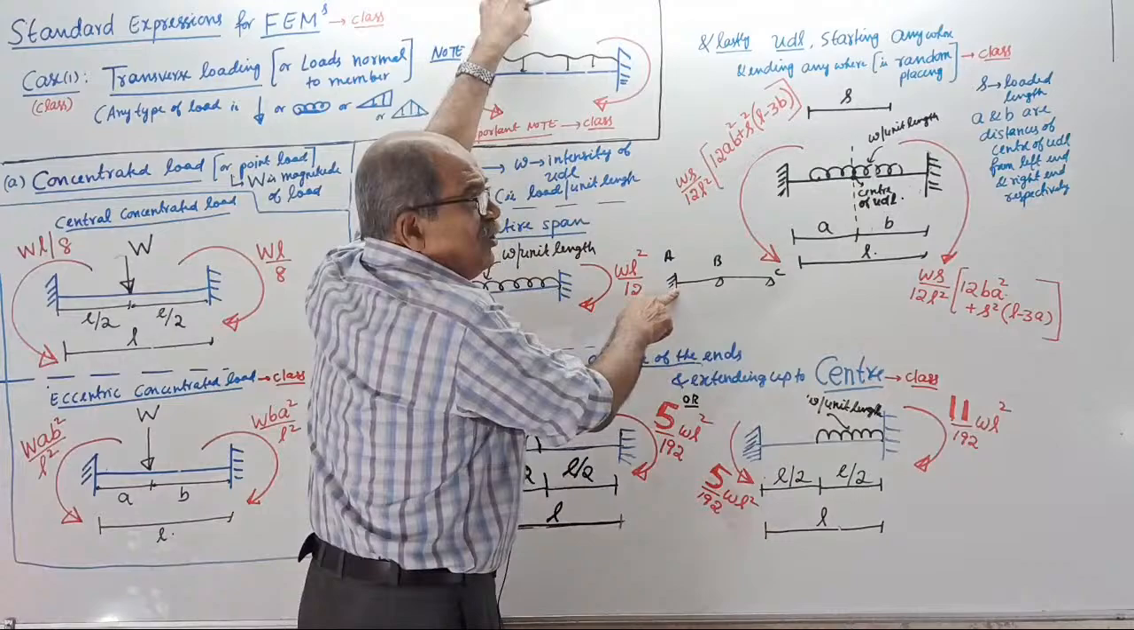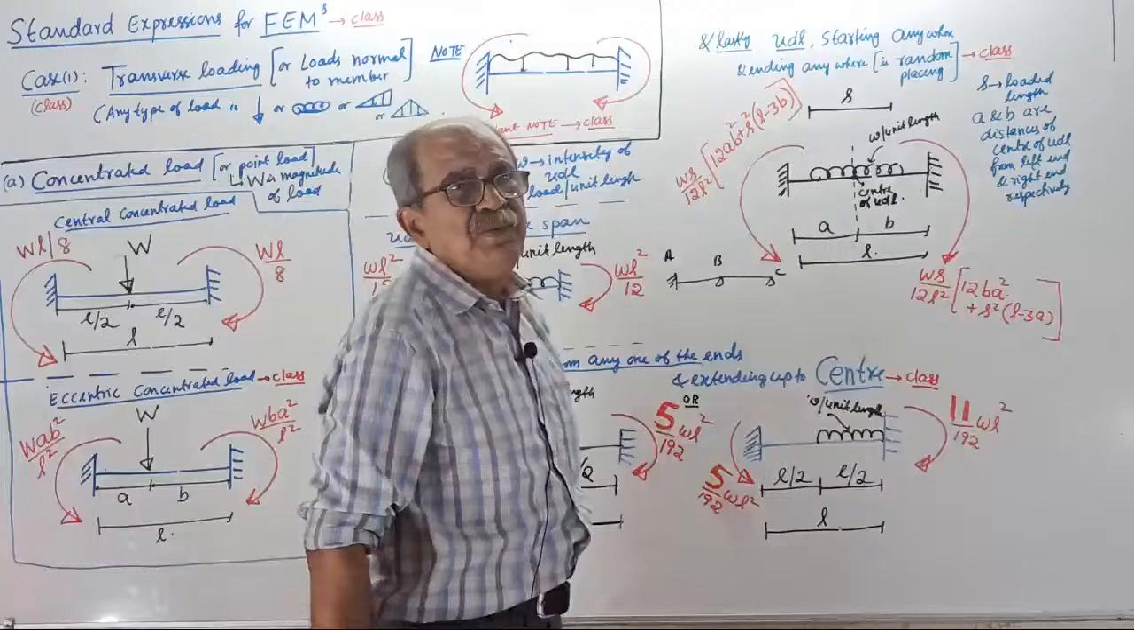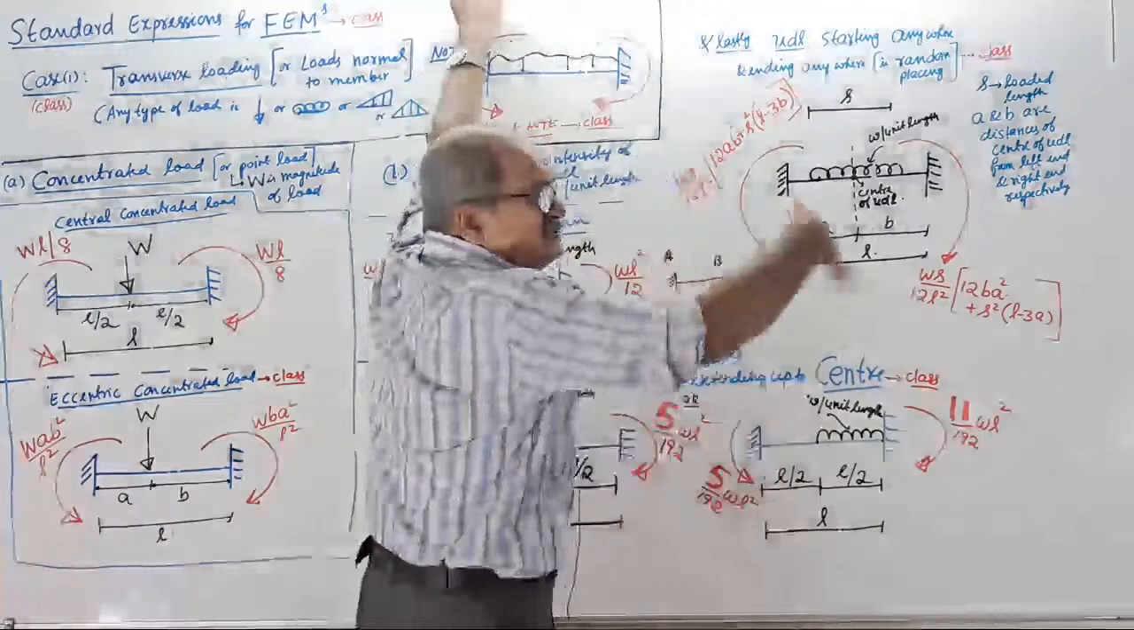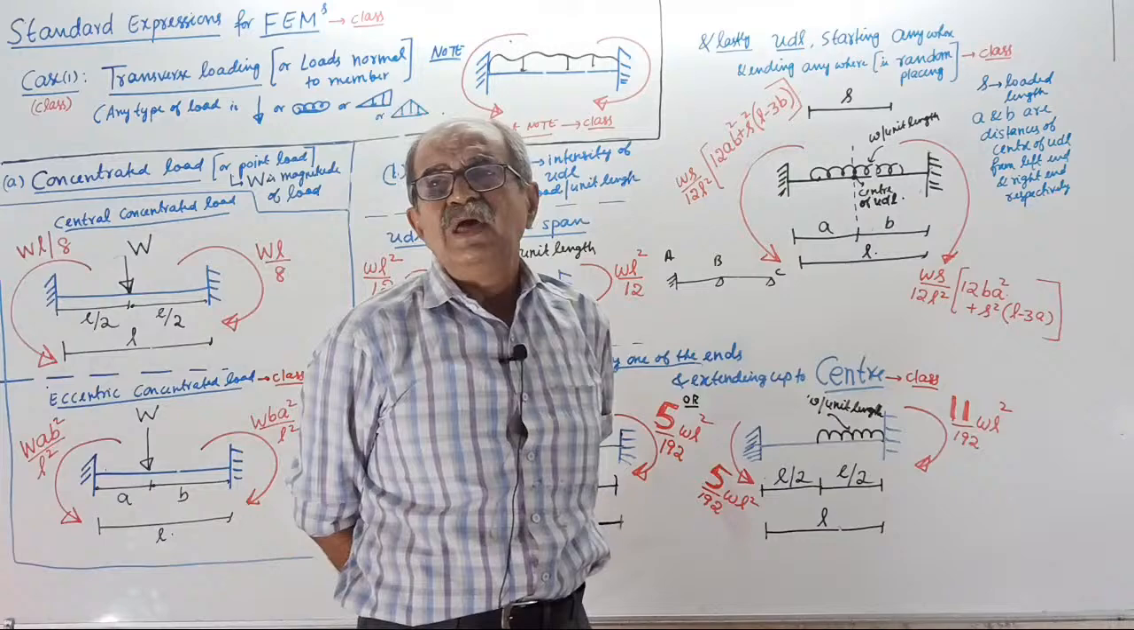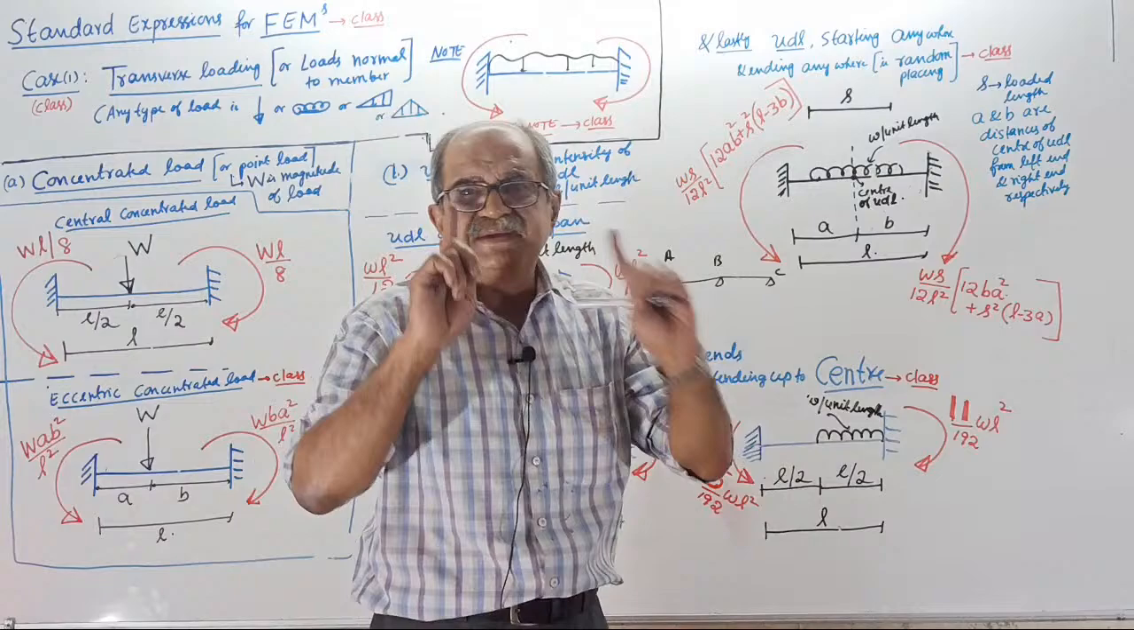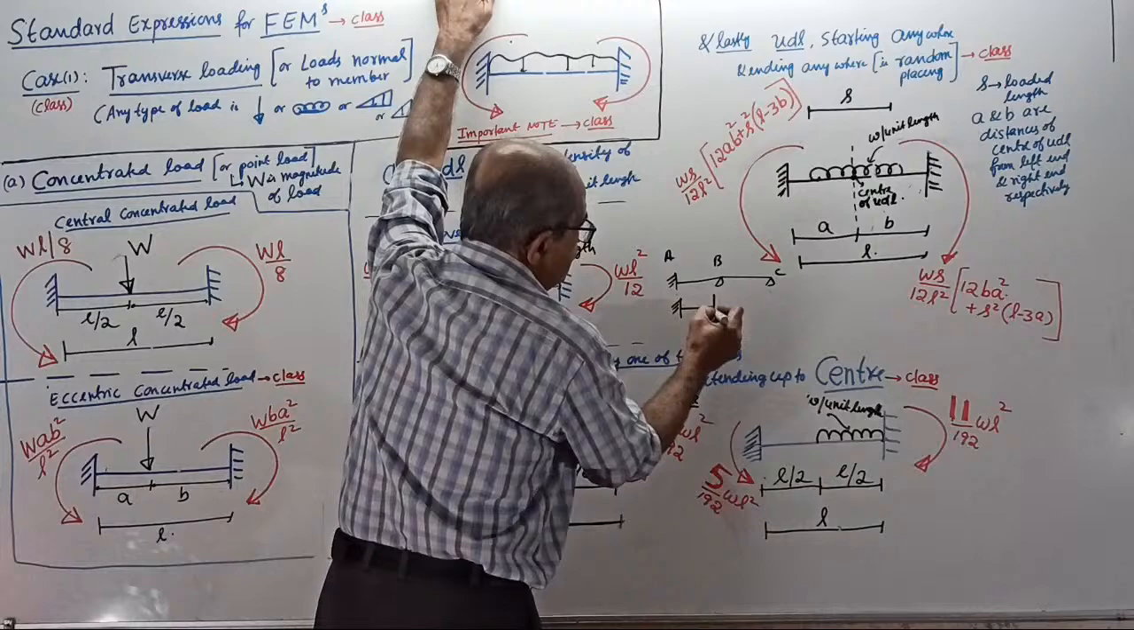Simple support. This is intermediate support. But when you find fixed end moment, irrespective of that, whether fixed support given or simple support given or hinge support given, roller support given or intermediate support given, whatever given, consider AB as fixed beam. Then consider BC as fixed beam.